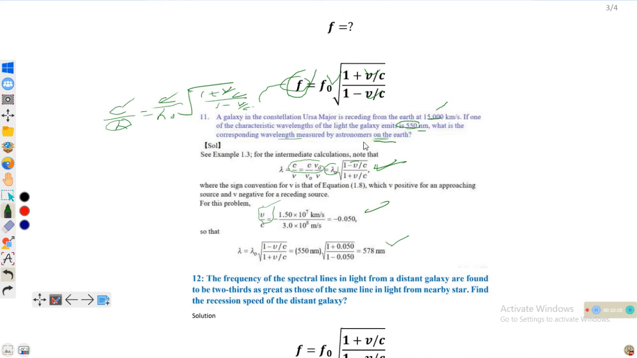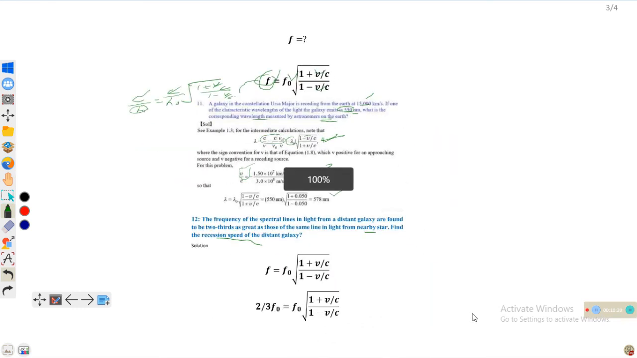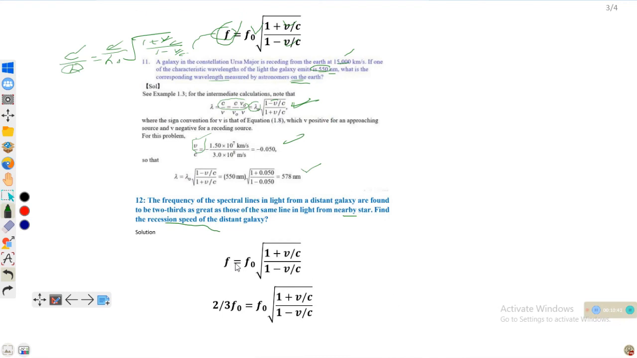If we go back to question 12, it says that the frequency of the spectral line in light from a distant galaxy is found to be two-thirds as great as that of the same line in light from a nearby star. Find the recession speed of the distant galaxy. Again, we will use that formula and find the expression for the speed. So F is equal to F naught times the square root of (1 plus V over C) over (1 minus V over C). F is given as two-thirds, so F is 2 over 3 times F naught.